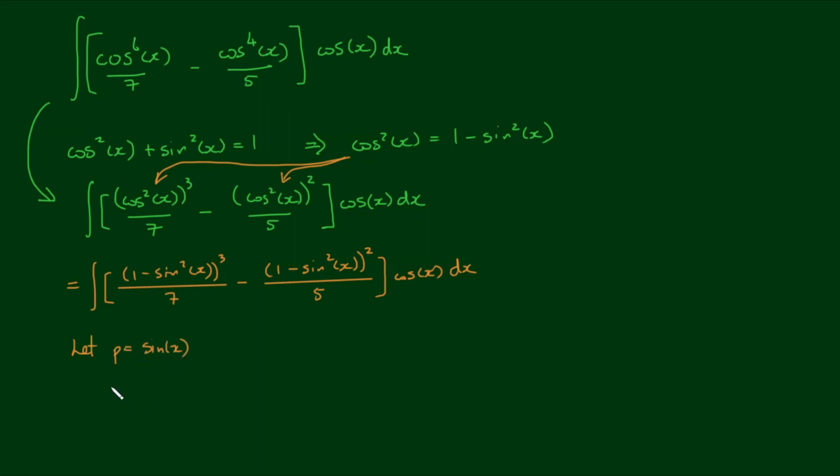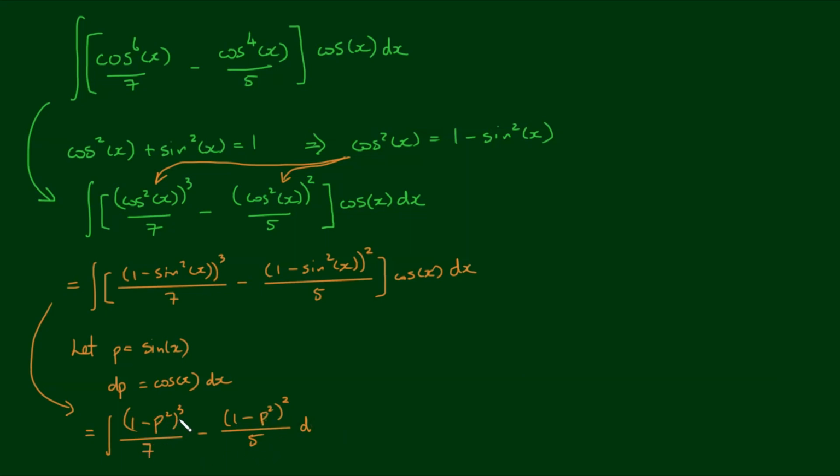And for the differential, dp/dx is equal to cosine of x, which after separating the differentials, dp is equal to cosine of x dx. So this integral becomes the integral of 1 minus p squared cubed on 7 minus 1 minus p squared all squared on 5 dp. I'm sorry, I originally wrote the letter u there, but we actually use the letter p. So let's change that.